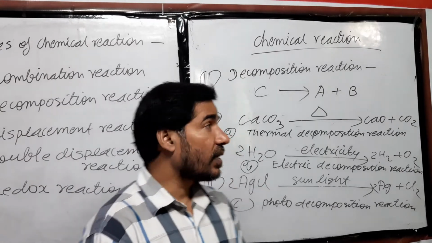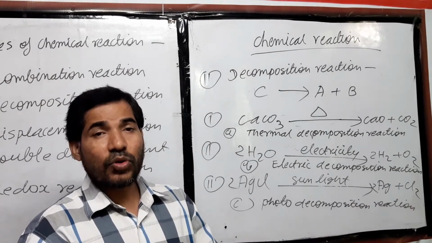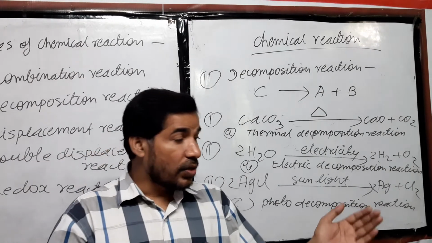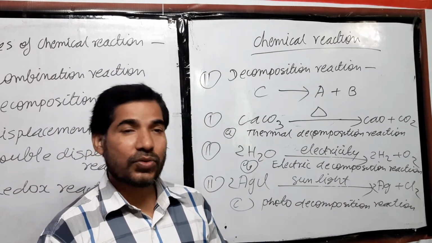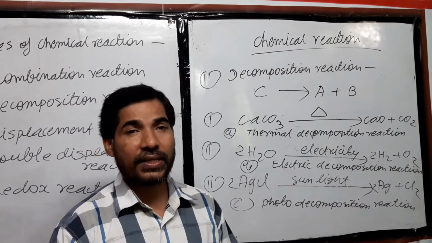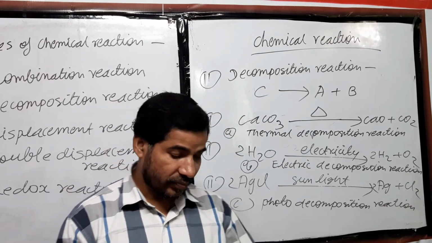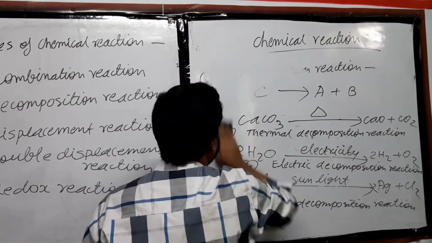Since in a decomposition reaction a single substance gets broken into two new substances, and in a combination reaction two substances combine and form a new substance, both are just opposite to one another. So we can say a decomposition reaction is just the opposite of a combination reaction.